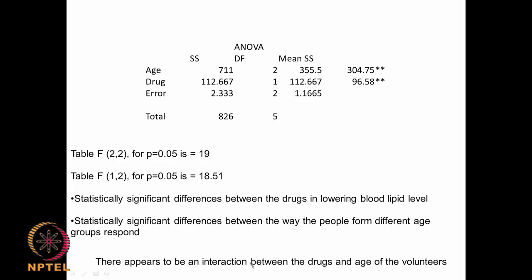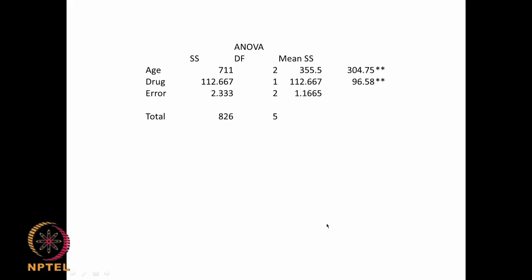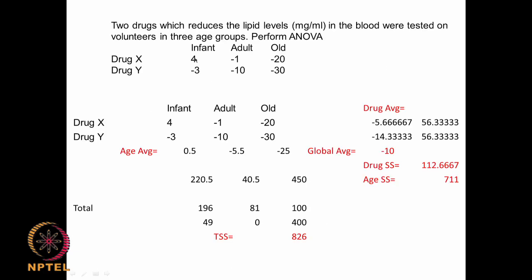There appears to be an interaction between the drug and the age of the volunteers. Why do I see this? Have a look at this. Now, in infants, drug X is increasing, whereas drug Y is decreasing. If you go to adults, drug Y seems to have a bigger effect than drug X. And if you go to old age, drug X and Y are almost the same, 20 and 30.